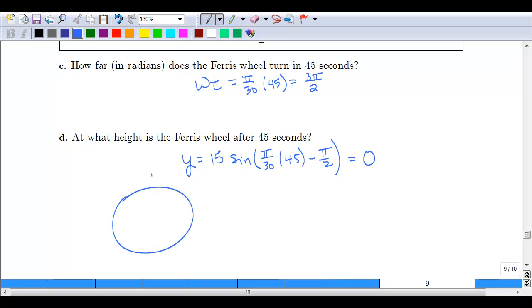As far as your location on the Ferris wheel, you started here down at negative pi over 2. This would be a height of 0 because this is negative 15 and this is positive 15. If we go 45 seconds, we've gone 3/4 of the way around, or that 3 pi over 2 rotation. We've ended up here at pi, and that is at a height of 0.